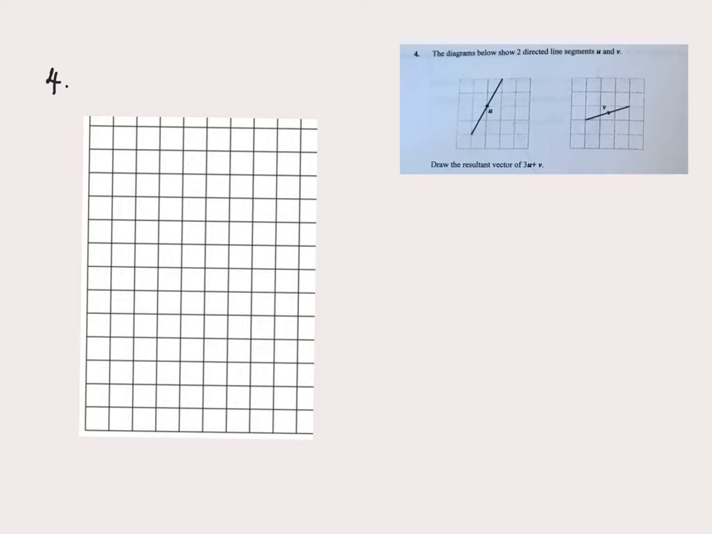So what we want is 3u plus v. Well, if you look at the diagram, the components of u are 2, 4. 2 along on the positive x and 4 up. Components of v are 3 along, 1 up. So let's see, we want 3 lots of 2 along 4. Let's start here. 2 along 4, there's 1. 2 along 4, there's 2. 2 along 4, there's 3.